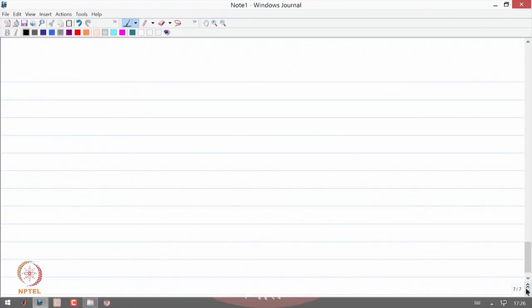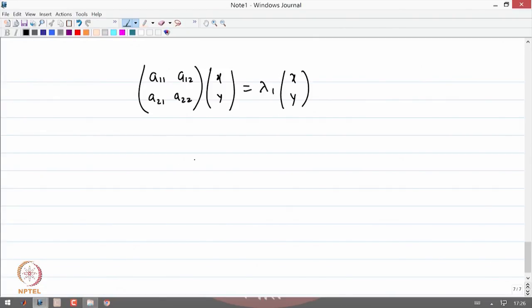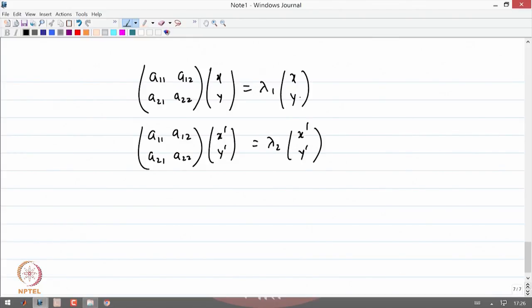So, if we go back to the original matrix equation, we had the matrix A11, A12, A21, A22 acting on x, y is equal to lambda 1 x, y, and there is also another solution with the same matrix. Now we may want to call it x prime, y prime, equal to lambda 2 x prime, y prime, since lambda 1 and lambda 2 are not the same.